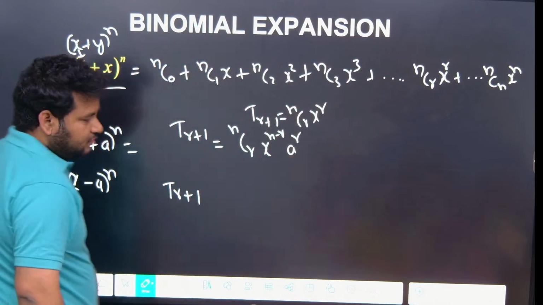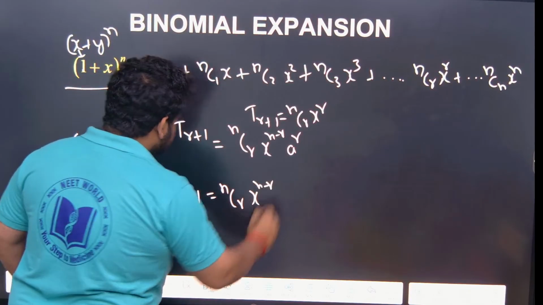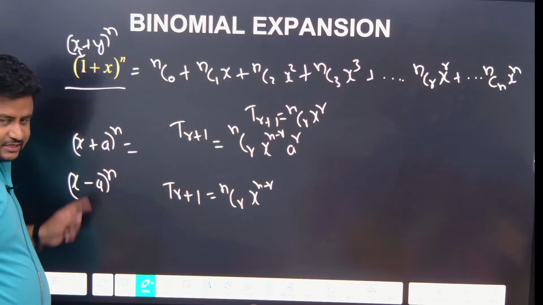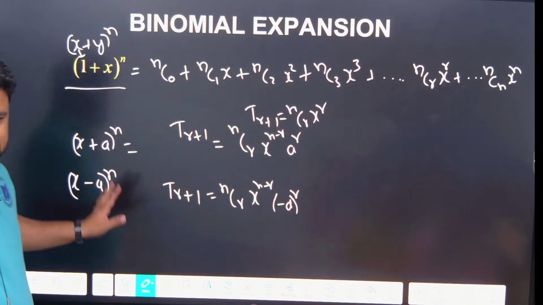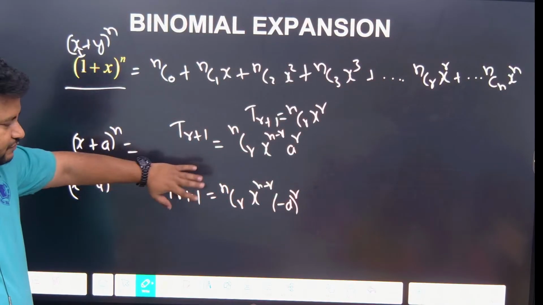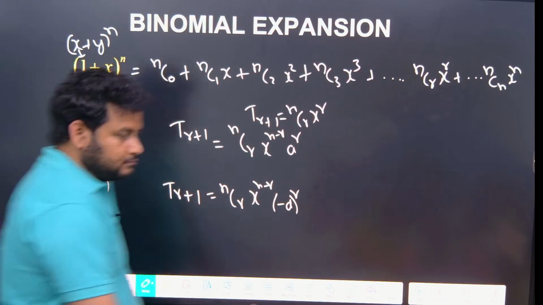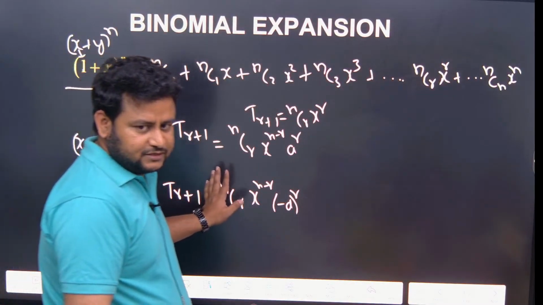That's all. What about this one? nCr x power n minus r, and instead of y it is minus a, so minus a to the power of r. This is the way you have to convert this, to get the t(r+1) term. Clear, getting it? Where C comes from, you will get to know. Just wait.